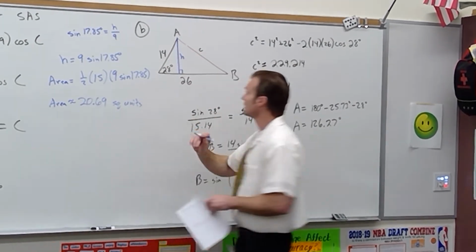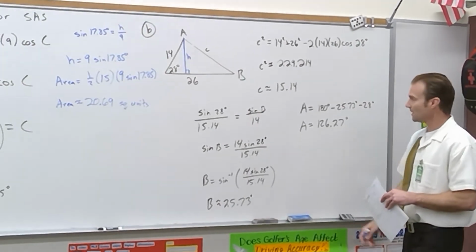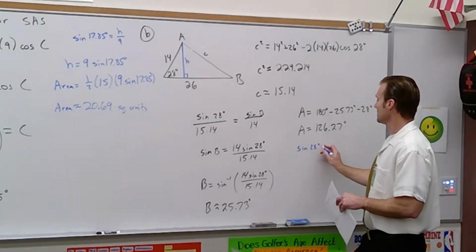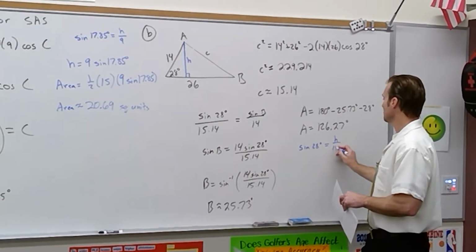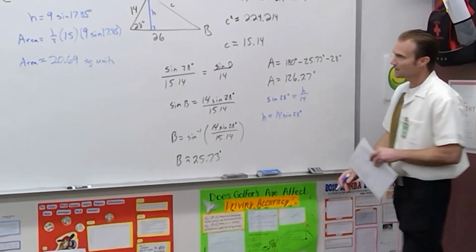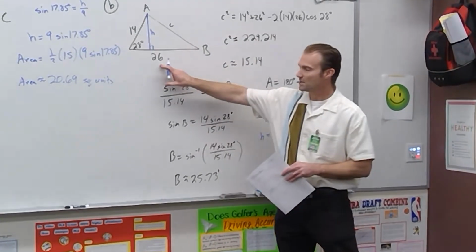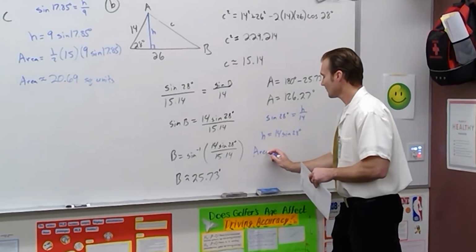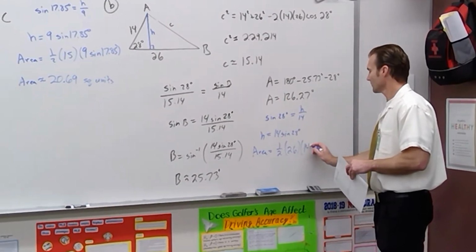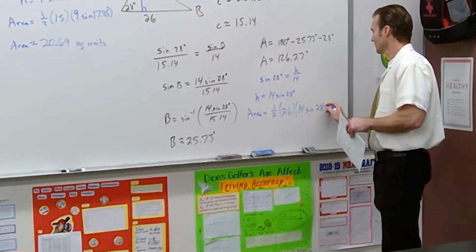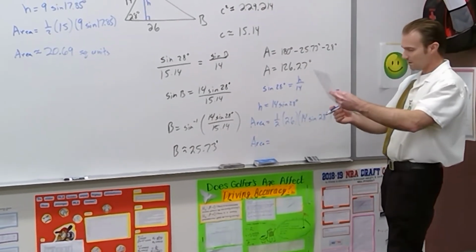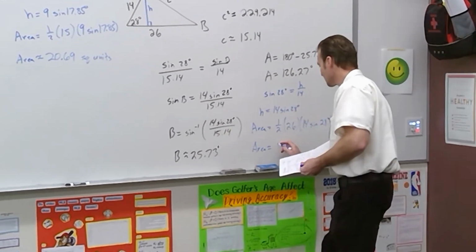again, drop down a height on our triangle, and I can say that sine 28 degrees will equal the height over 14. So I know the height is 14 sine of 28 degrees. Multiply that by a half and the base of 26, and we'll have our area. So our area should equal approximately 85.44 square units.